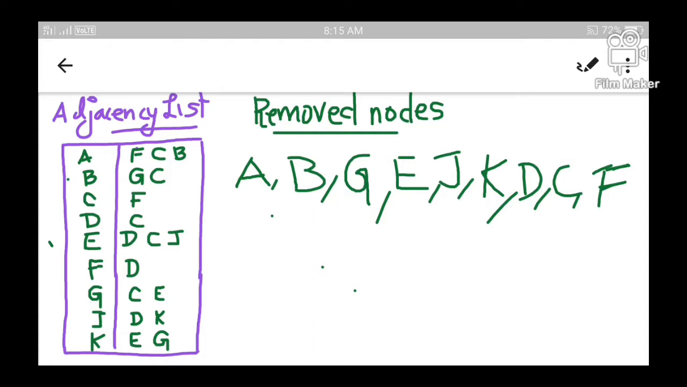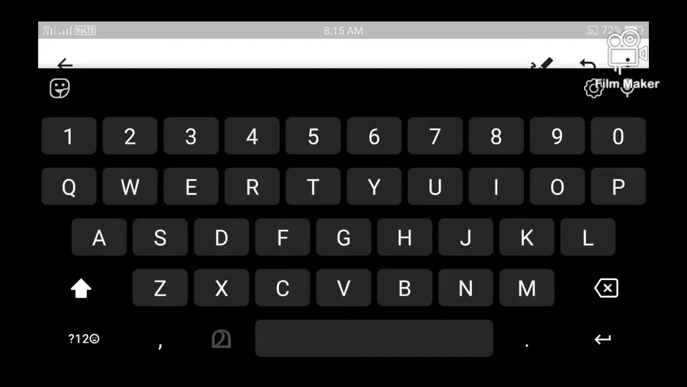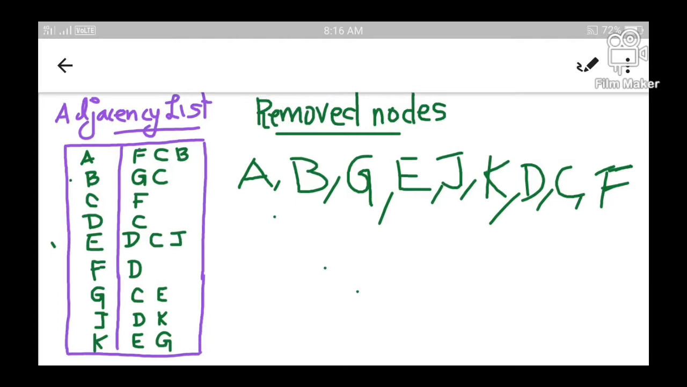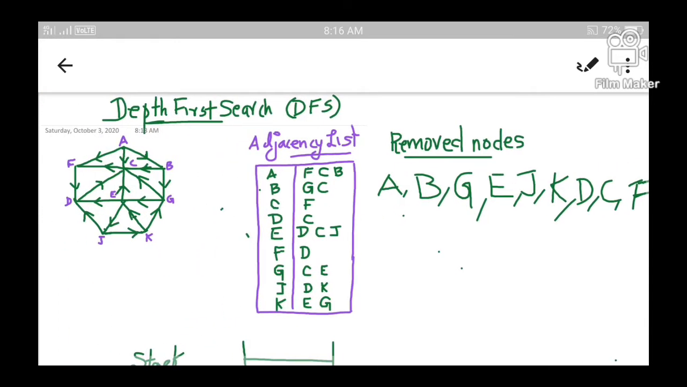Once the stack becomes empty, the algorithm stops, and at that time the collection of removed nodes will be the list, or the order in which you have to visit or perform traversal in the graph search. So the order is A, B, G, E, J, K, D, C and F. This is the order in which you can visit the nodes of the graph.